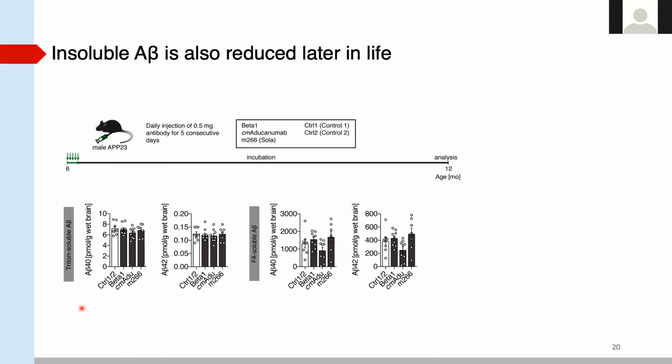So starting with the two-step extraction method, again, like the previous results with the 7.5-month-old APP23, we do not see any reduction in the Triton-soluble A-beta, not in A-beta 40 nor in A-beta 42. But we did see a reduction in 40 and 42 in the formic acid fraction. So even after 6 months of incubation, we still reached a reduction in formic acid soluble A-beta.